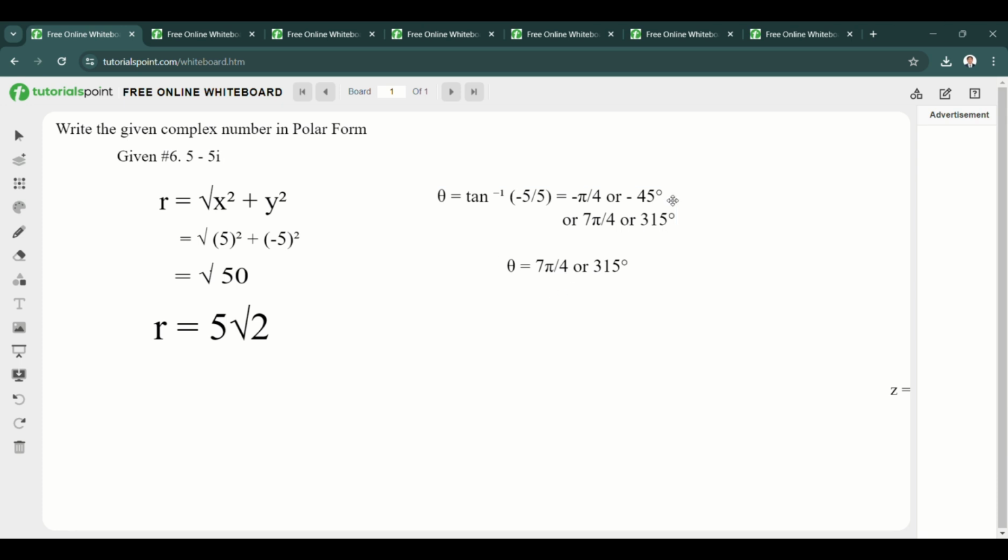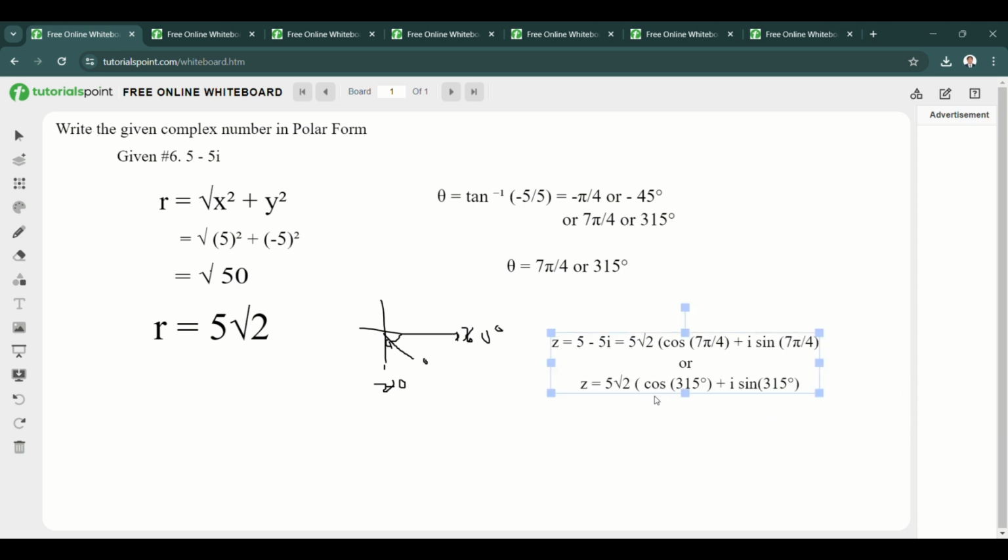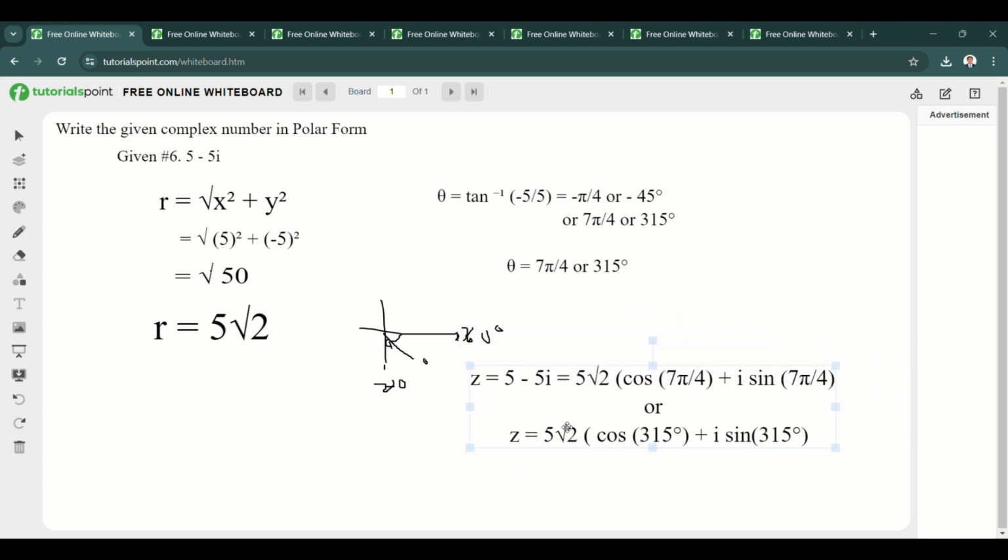Because if we graph this, negative 45 will be equivalent to this. It's like this, negative 45. Then 315 degrees is here, in the middle, because this is 270 and this is 360 degrees. So the polar form will have these values.